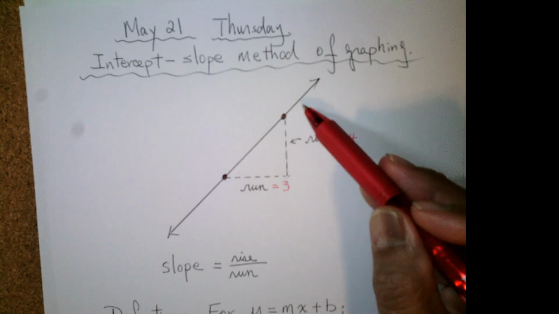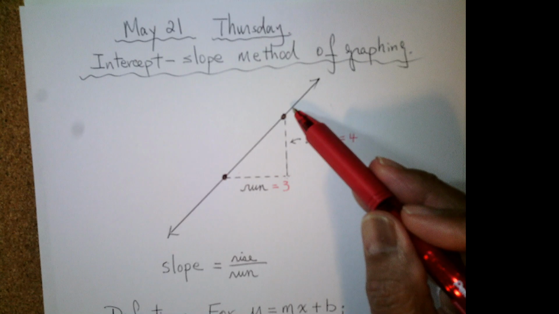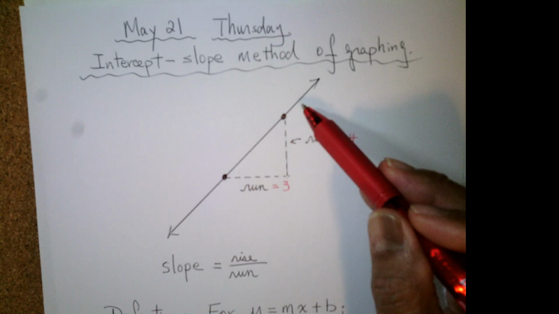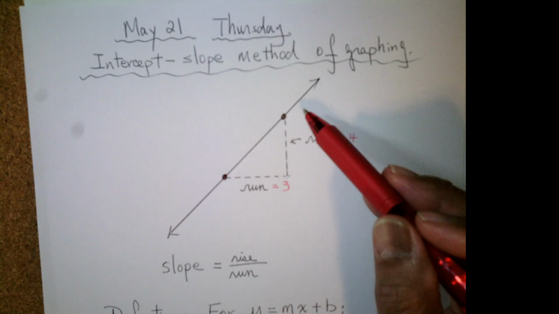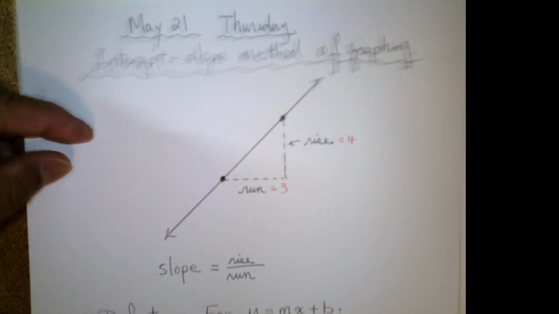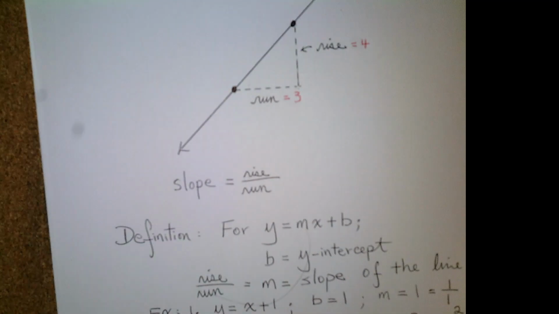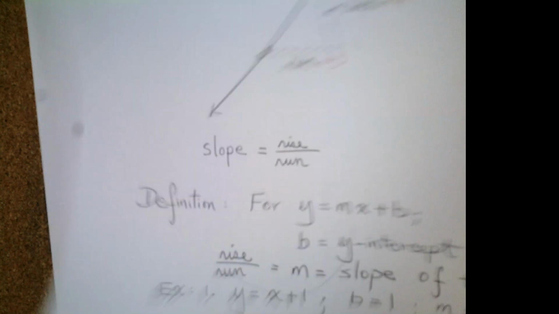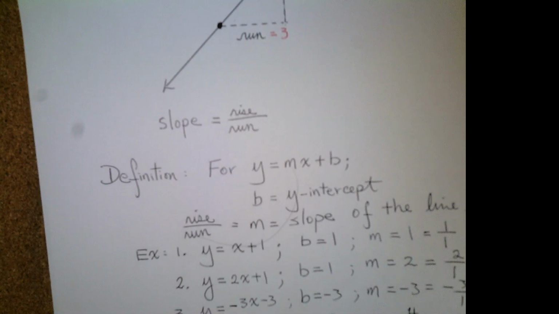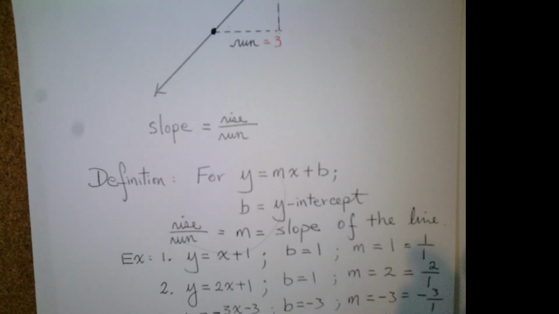So this method is very easy, so mechanical. You don't need a table to calculate the x and y coordinates. Okay? So for definition, how these concepts relate to what we are doing right now.